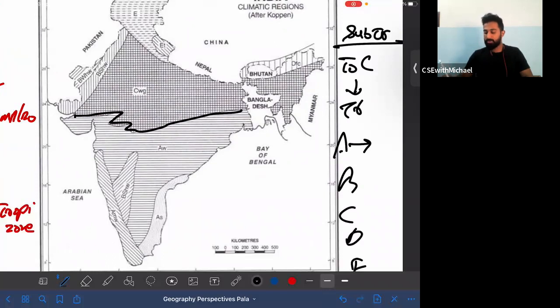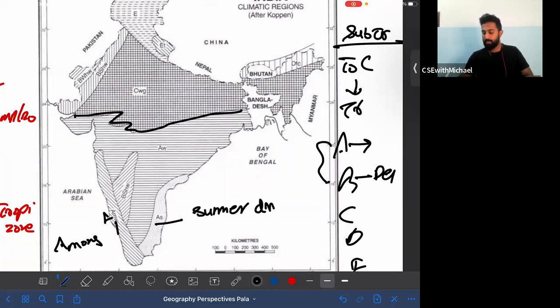So all the regions to the south will be either A or B. B because it is desert situation, A because there is good rainfall. Within A climate there is AM, which is monsoon with winter dry season. AS is summer dry season with winter rainfall. AW is winter dry, sorry, winter dry.